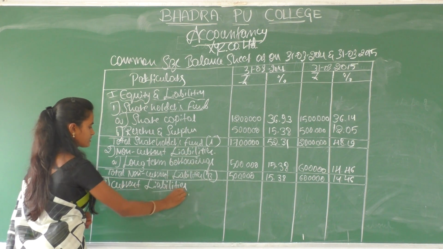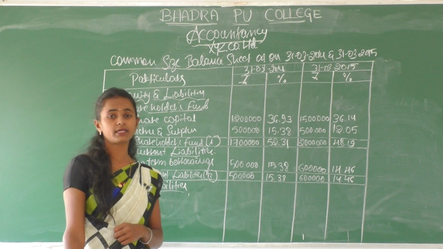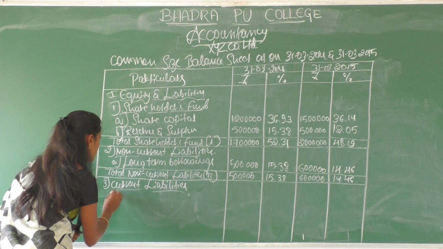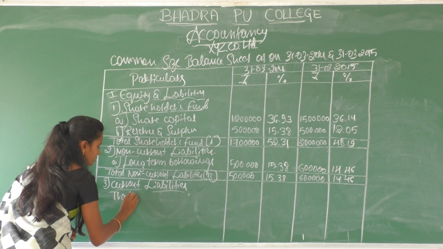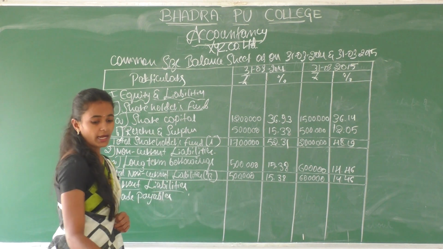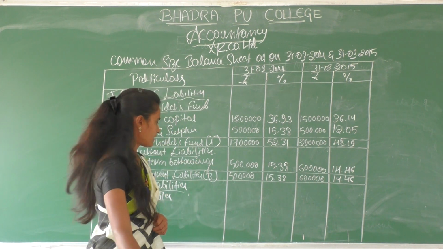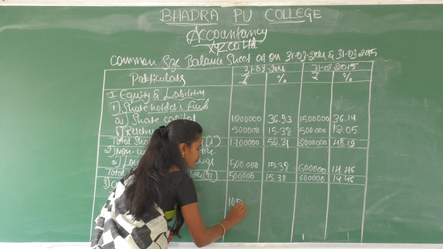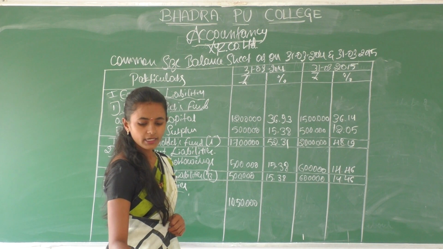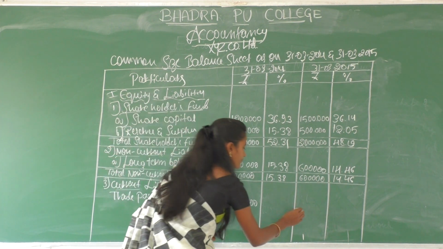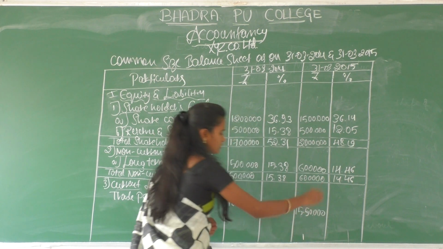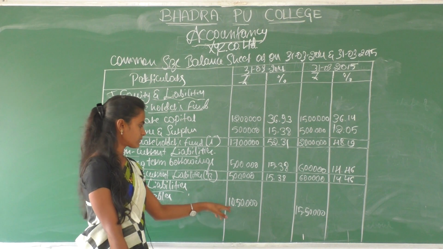Current liabilities. Under that, we again have only one item, that is trade payables. They have only given this in the problem, so I am taking trade payables. In case of 2014 it's 10,50,000, and in case of 2015 it's 15,50,000.